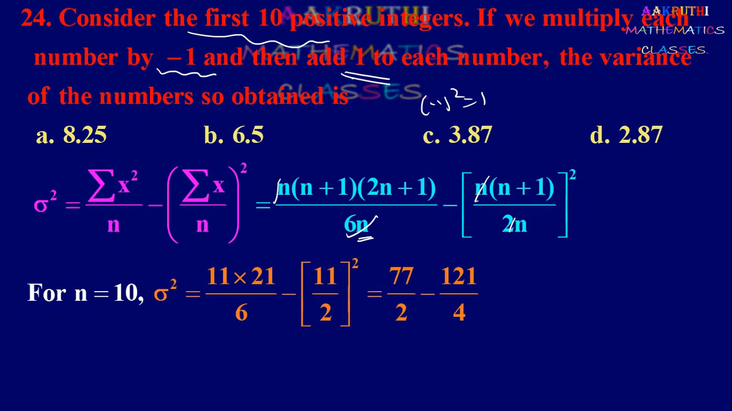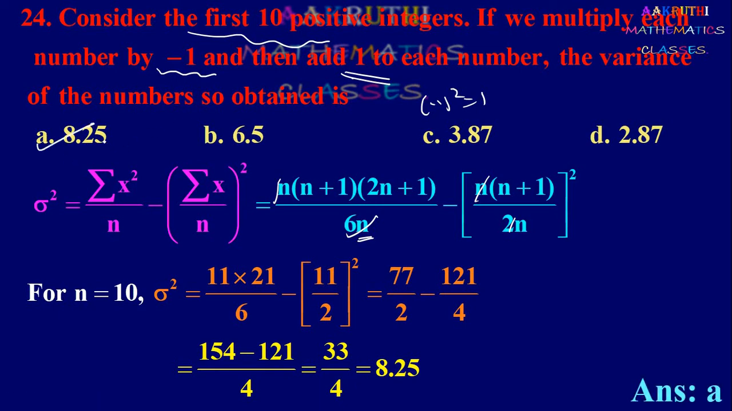It is given as the first 10 positive integers, so we substitute n equal to 10. So we get 11 into 21 by 6, minus 11 by 2 whole square, which is 77 by 2 minus 121 by 4. When we simplify, we get 154 minus 121 by 4, which is 33 by 4, which is 8.25. Therefore the variance of the new series is also 8.25, which is option A.